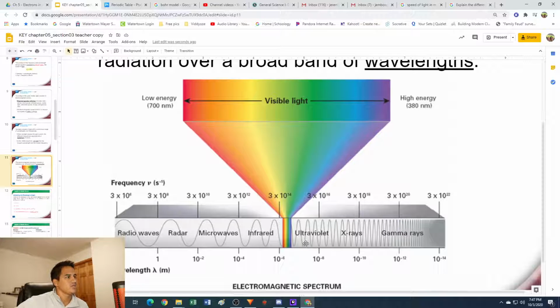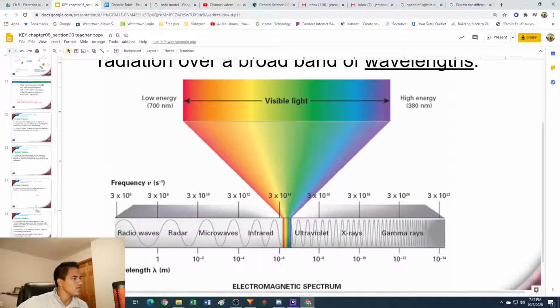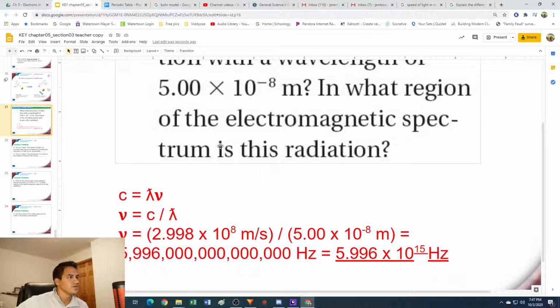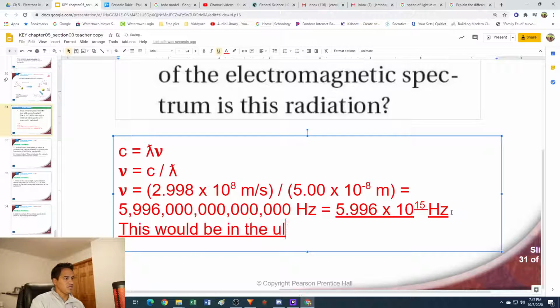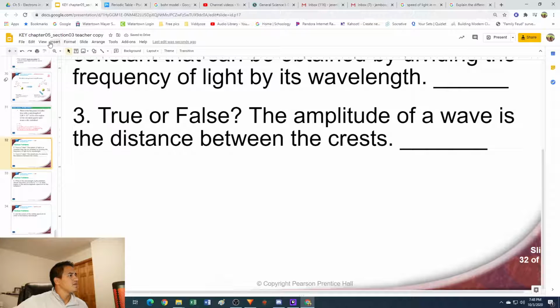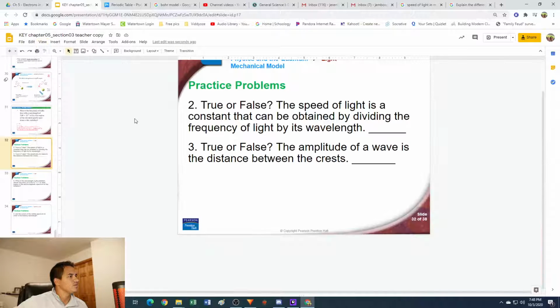which would be in the ultraviolet range of the electromagnetic spectrum. That is going to be our answer here. In what region of the electromagnetic spectrum is this radiation? We can say this would be in the ultraviolet range. All right, let's unzoom here.